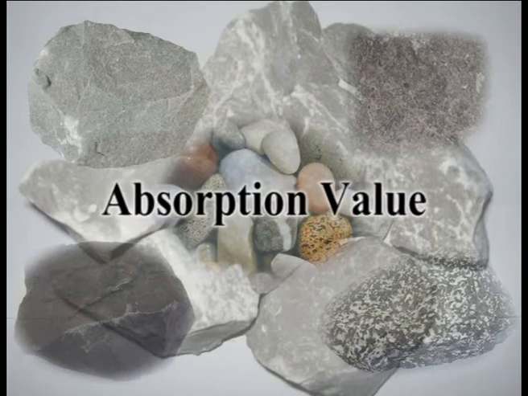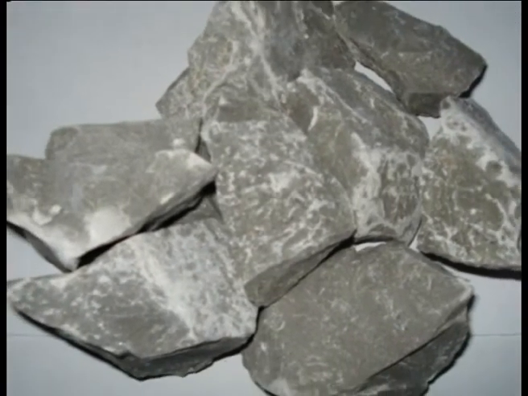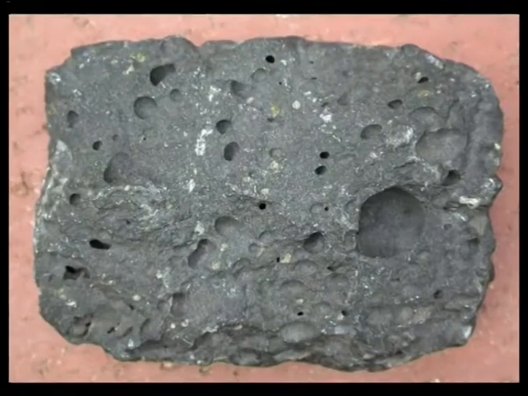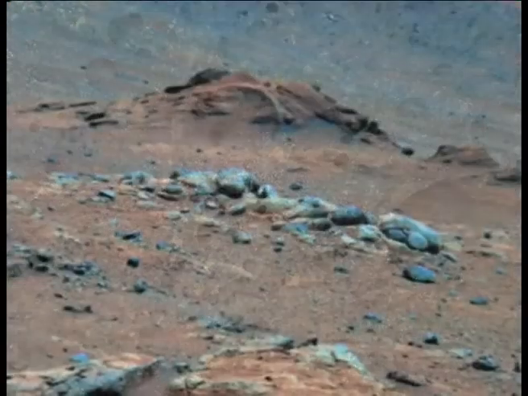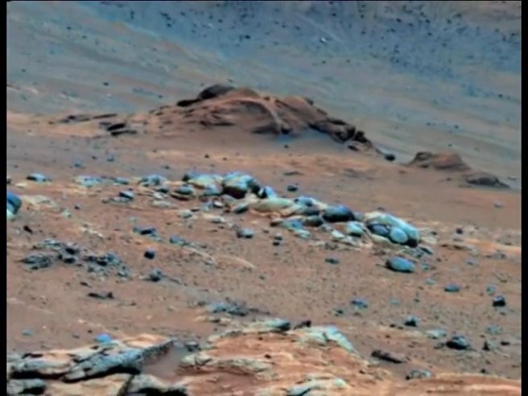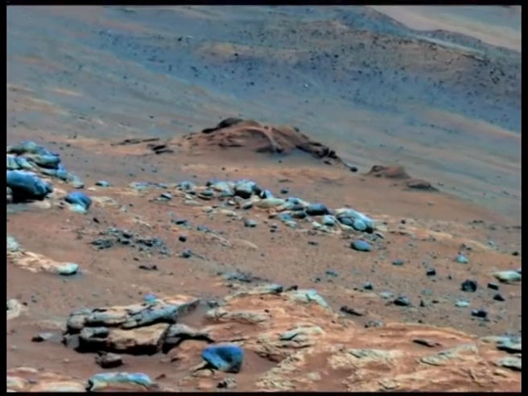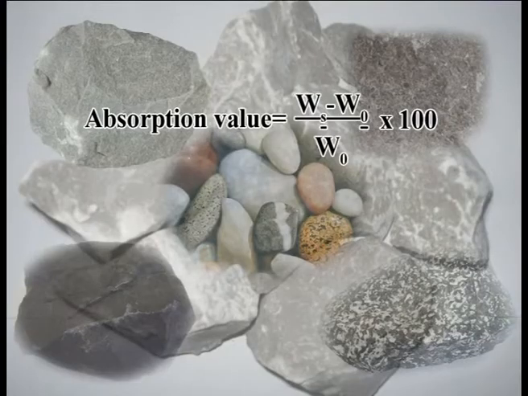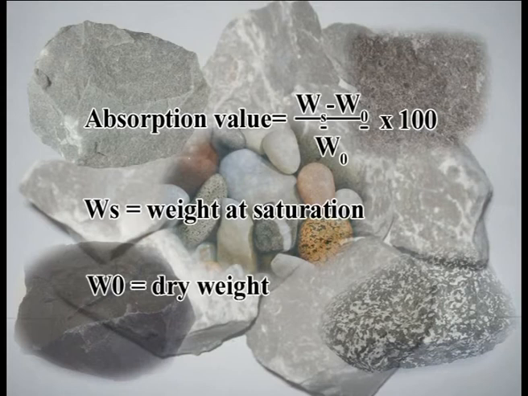Absorption value. Absorption value defines the capacity of a stone to absorb moisture when immersed in water for 72 hours or till saturation. It is generally expressed in percentage terms of original dry weight of the stone sample. It may be obtained from the relationship absorption value is equal to (WS minus WO) divided by WO, where WS is the weight at saturation, WO is the dry weight.